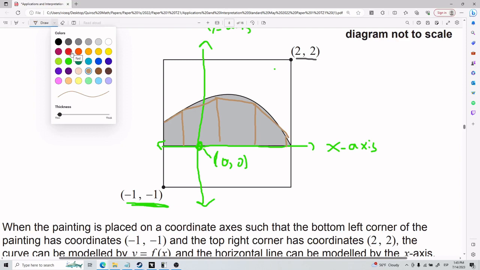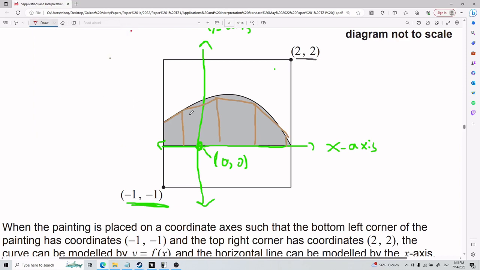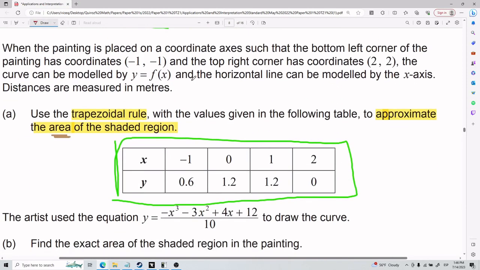Now it's a little bit off. Why is it a little bit off? Because you're missing this, this, and this. How do you know the coordinates of your trapezoids? Well, you know them because they give them to you.